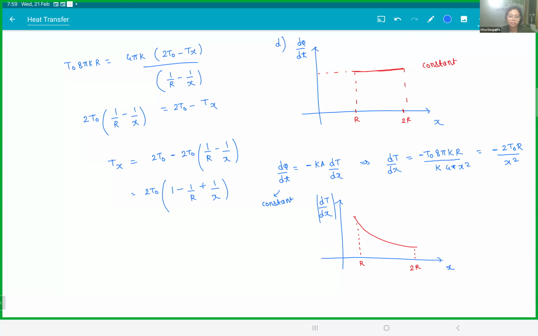सर आपने एक R मिस कर दिया था सेकंड स्टेप में, वो नीचे आएगा. कहाँ पे इसमें? हाँ 2T naught. हाँ, एक r भी होगा ना?